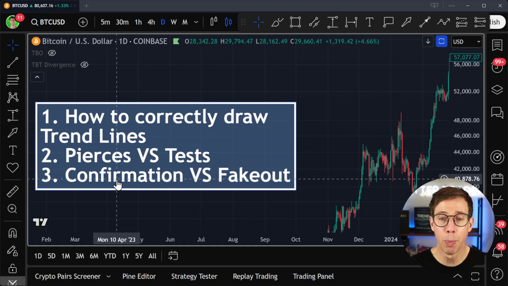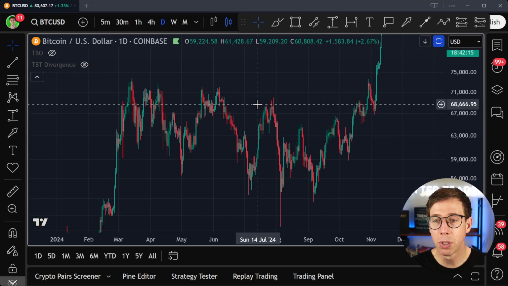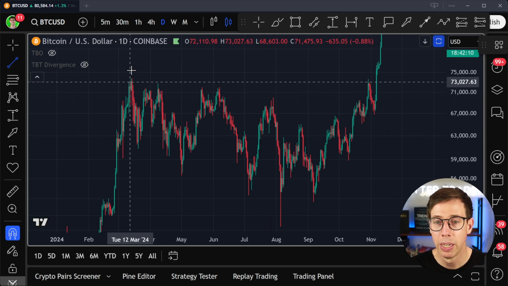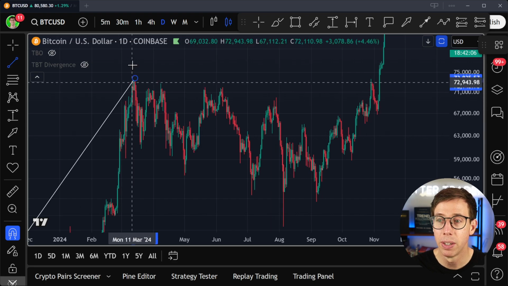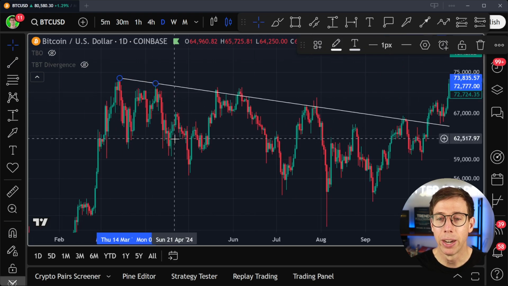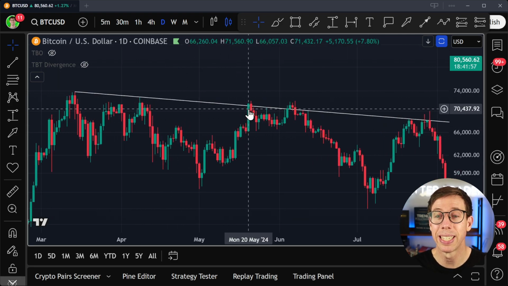The last thing I want to talk about is the difference between a confirmation versus a fake out. And I'm going to use the price action over here because this is actually a really good example. So I'm going to find and identify the high of this period right here. So it's 73,835. And then I'm going to draw an overhead trend line right here. Now notice how many times we get these tests.